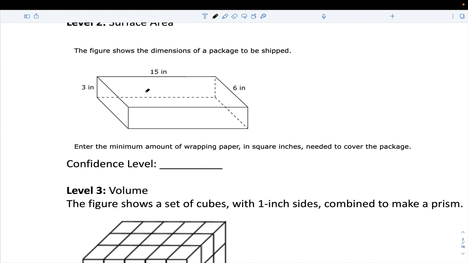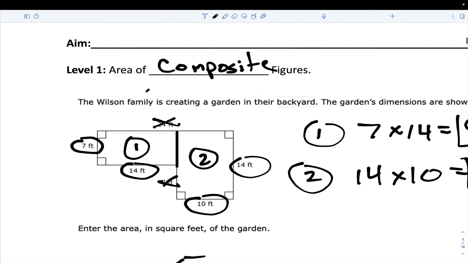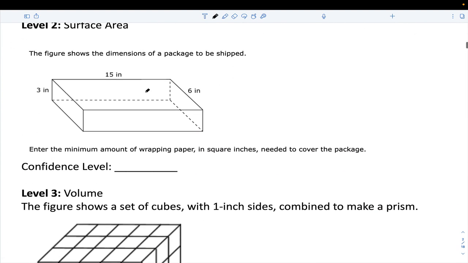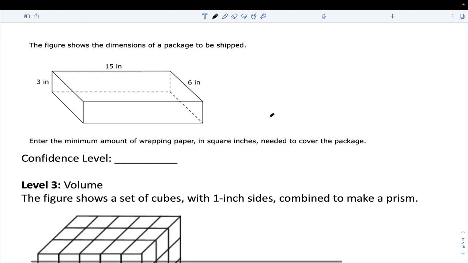the figure shows the dimensions of a package to be shipped. Keep going. Enter the minimum amount of wrapping paper in square inches needed to cover the package. Cool. We're going to box the word wrapping paper. I'm thinking in my head surface area because we are painting or wrapping this thing around the edge.